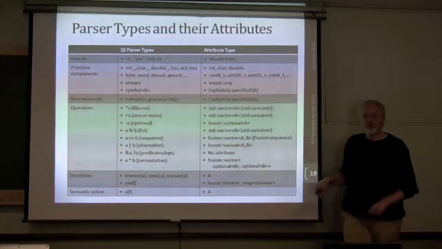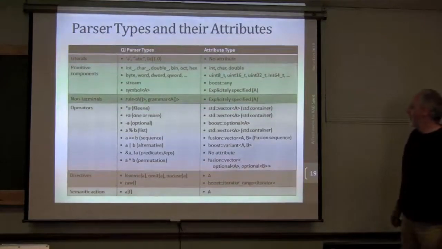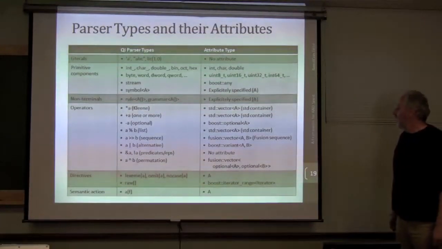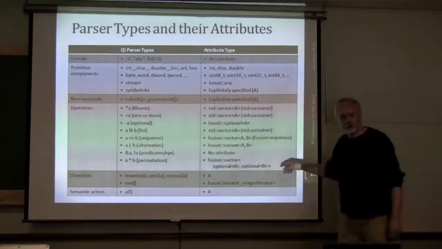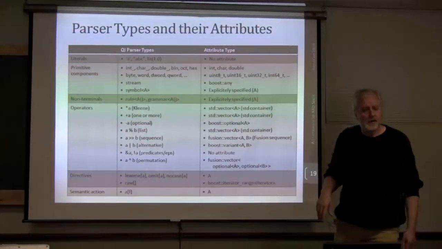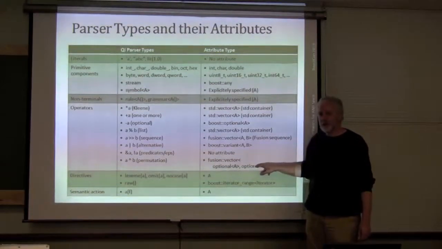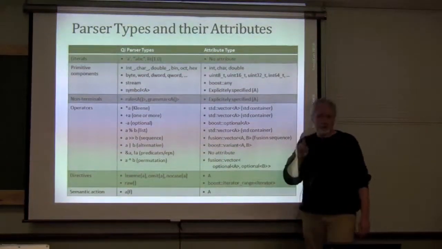Yes, Dave? In the previous slide, you had an alternative operator that accepted A, B, or both. What kind of attribute would that have? Good question. I don't remember. It was a fusion sequence somehow. I have to look it up. I'll get back to you on that. Like the permutation, I think it's very, very similar to that. Okay, I have to get back to you on that.